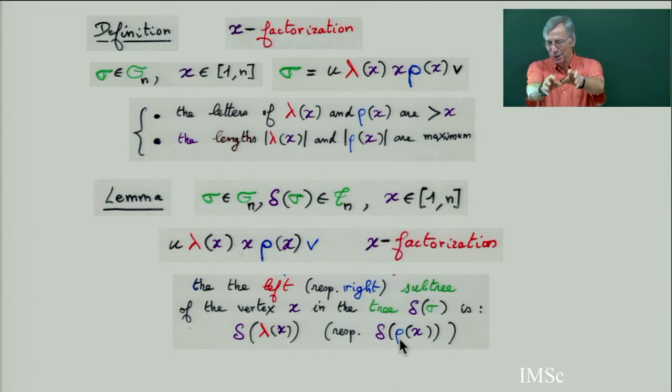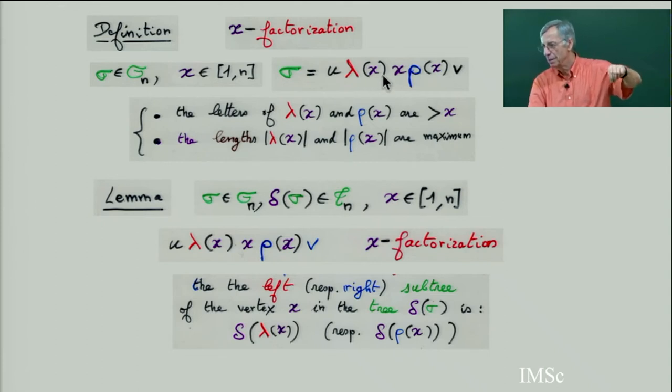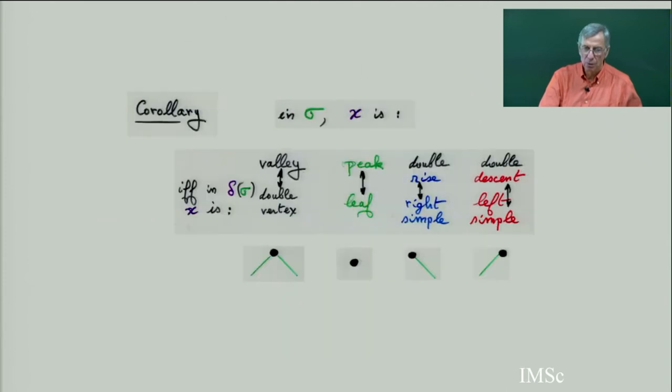Sorry, I forgot to put the picture, but one of these red blocks of the X decomposition is exactly this part. All this word lambda X, X, and rho X belong to this block, which is called V index J, and the choice for X, P index X, was exactly the index of this block VJ in the X decomposition. So X factorization is a part of the X decomposition.